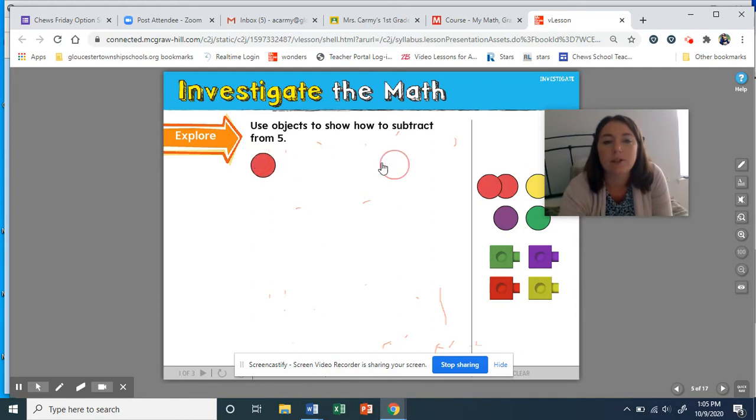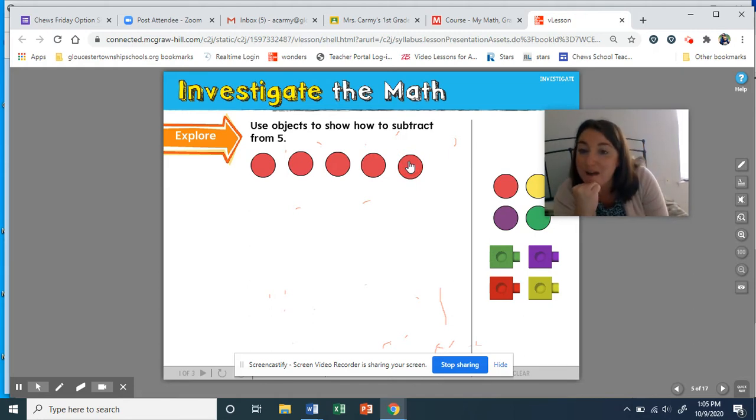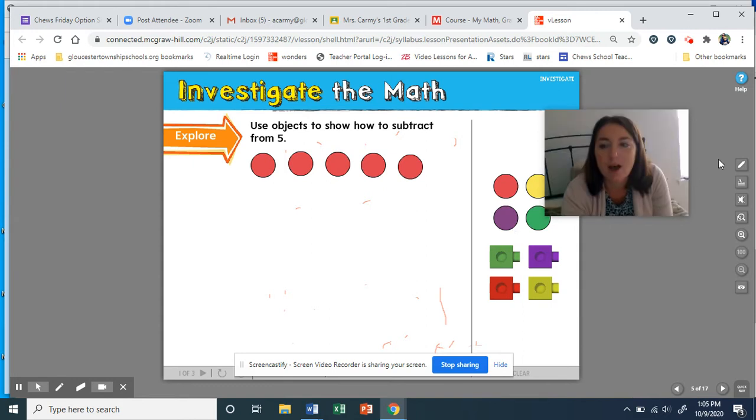So 1, 2, 3, 4, 5. All right, so I have 5 red counters. So you should have 5 counters out in front of you, no more and no less. So now that I know I have 5 red counters, I am going to take 0 away. So if I have 5 red counters and I take 0 away, how many am I going to have left? If you said 5, you're right.